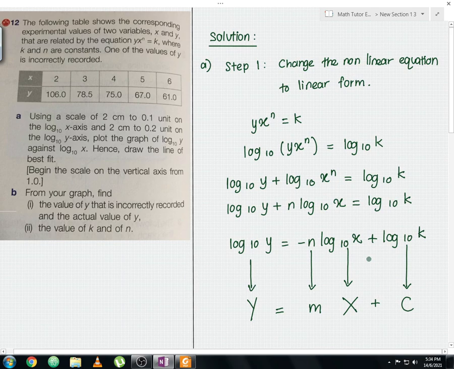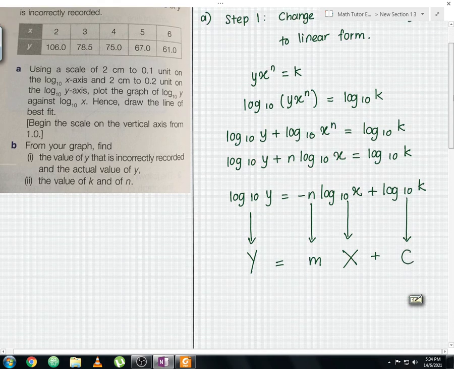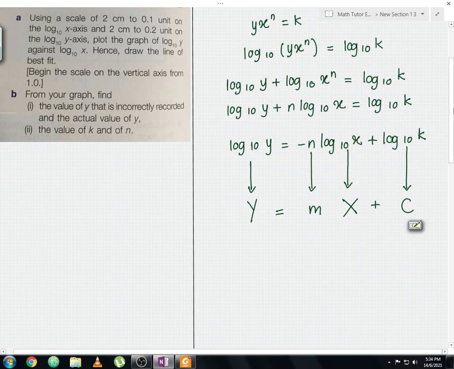So once we already do this, the next step what we're going to do is we're going to create a new table based on the log 10x and log 10y. Okay, so why we are doing this? So that it will be easier for you to plot the graph. Okay, so let me write down the second step here.